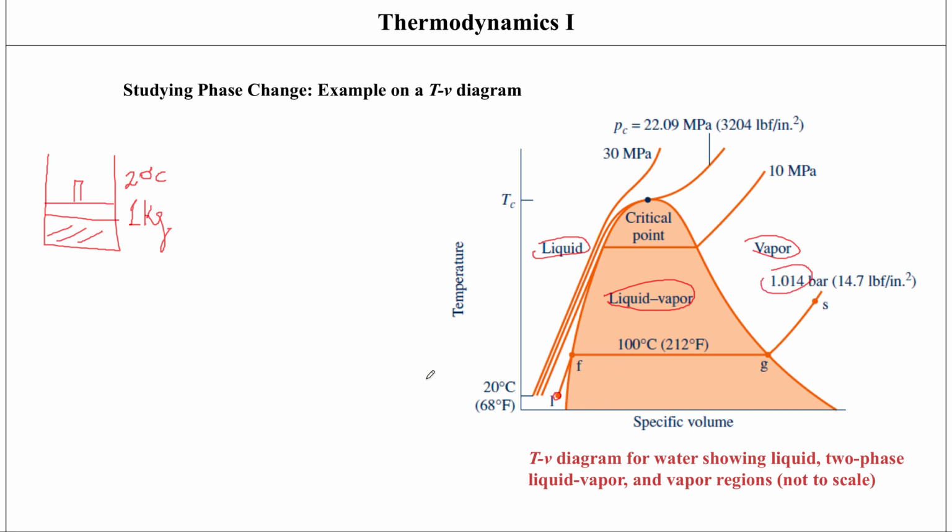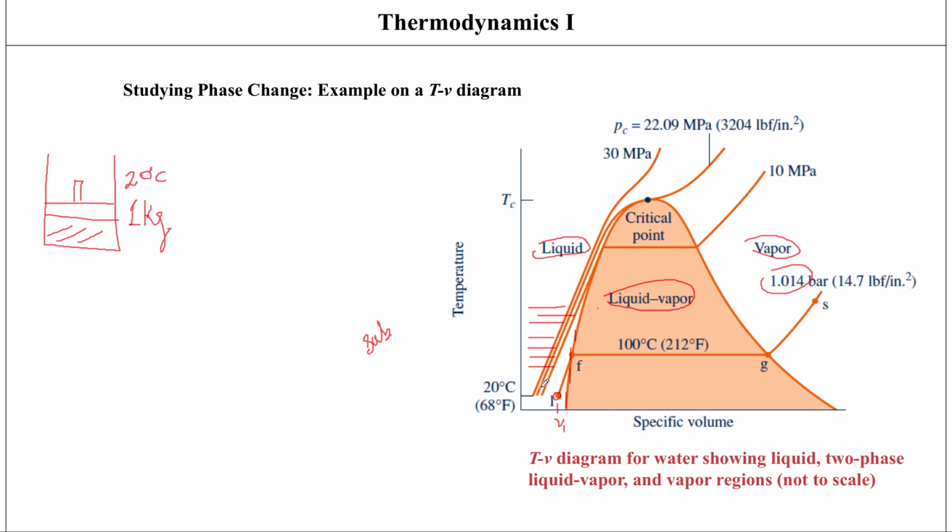Now that I'm over here at 20 degrees of temperature, it would have a certain specific volume, let's call it V1. And the temperature is 20 degrees. Now what is happening over here? This is the saturated liquid line that we were talking about. Whatever is to the left of the saturated liquid line is usually called a subcooled liquid. This entire region is called the subcooled or compressed liquid region.